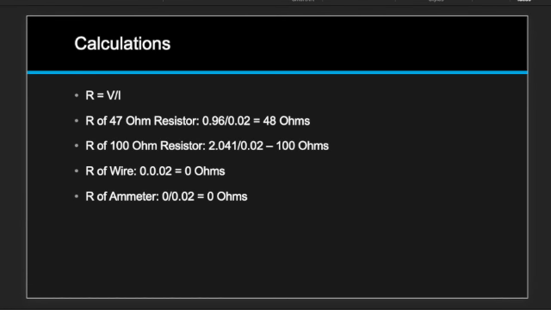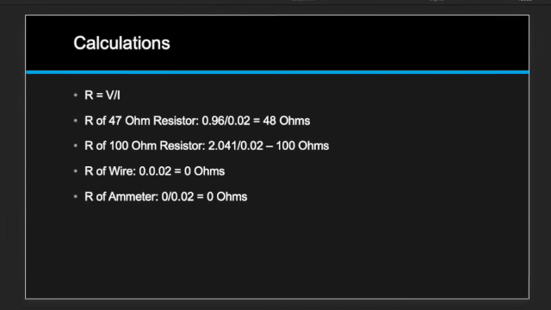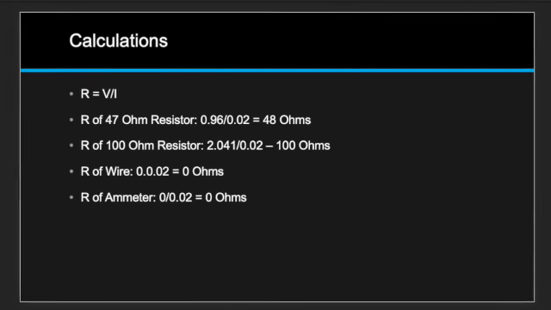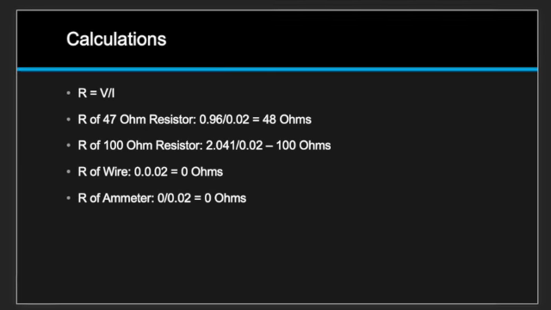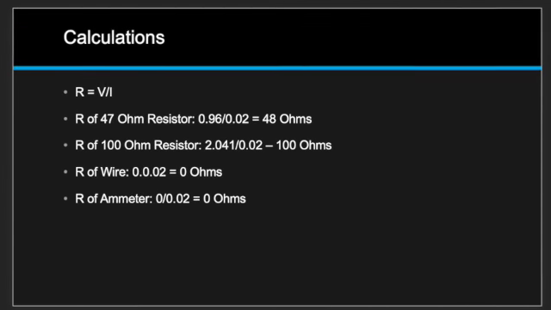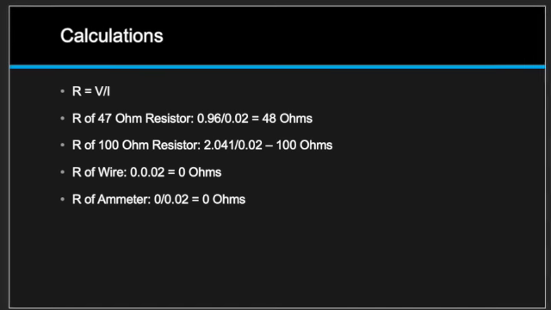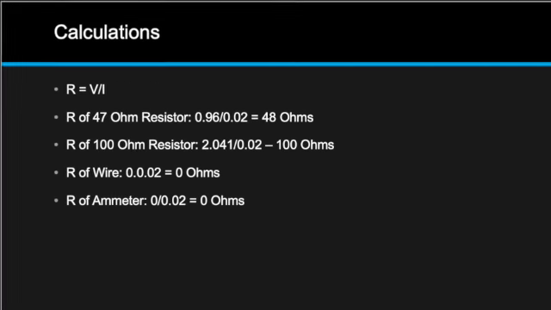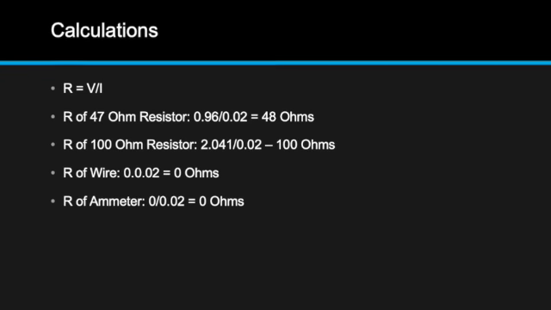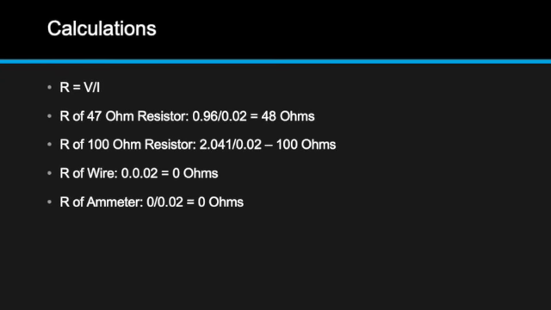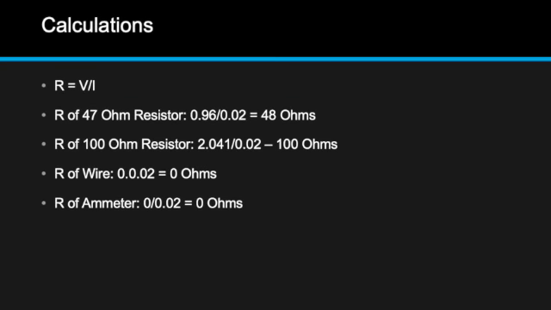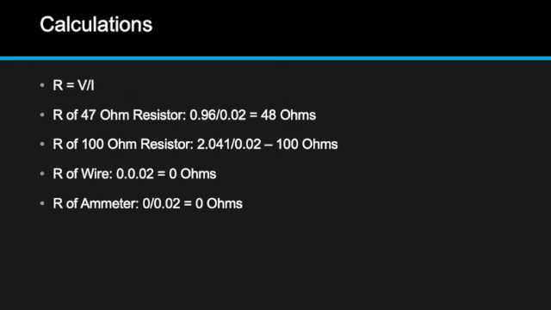Now for the calculations. Resistance is equal to the voltage over the current, so the resistance of the 47 ohm resistor calculated would be 0.96 over 0.02, which is equal to 48, and the resistance of the 100 ohm resistor would be 2.041 divided by 0.02, which is equal to 100 ohms. The resistance of the wire would be 0 divided by 0.02, which is 0, and the resistance of the ammeter would be 0 over 0.02 again, which is also 0 ohms.